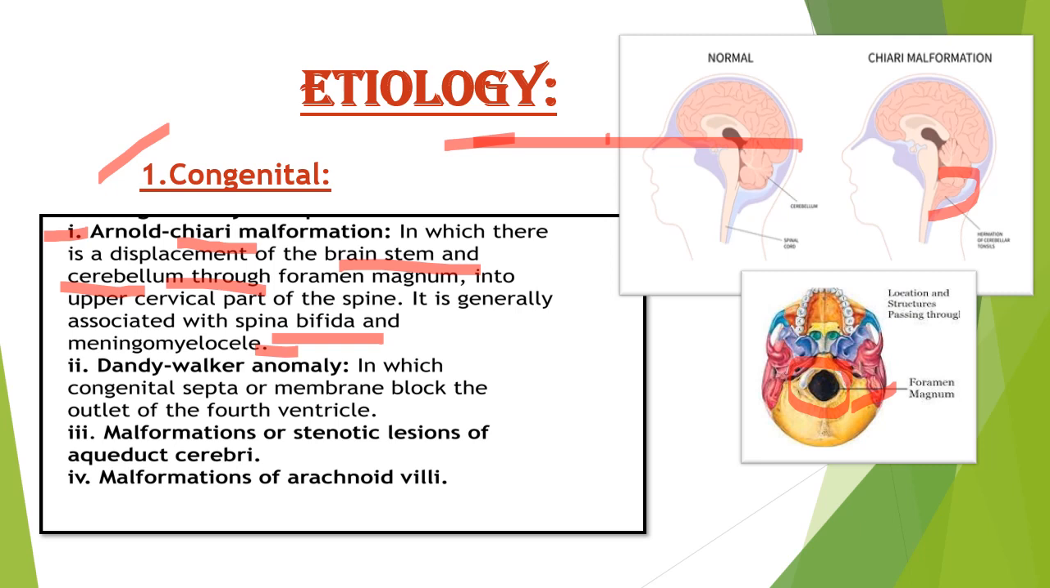Next one, Dandy-Walker anomaly. I already discussed that, in which a congenital septum or membrane blocks the outlet of the fourth ventricle. Next one is malformation or stenotic lesion of the aqueduct of Sylvius, the third to fourth ventricle connection. Next one, malformation of arachnoid villi.